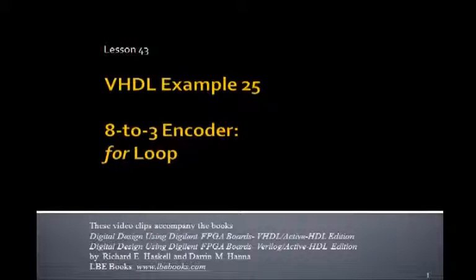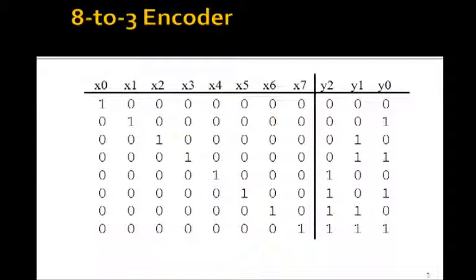This is lesson 43, B.TECH example 25. In this example, we'll design an 8-to-3 encoder, the same one we did in lesson 42 using logic equations, but in this case, we'll try to use a VHDL for loop. So here's the truth table we have for the 8-to-3 encoder.